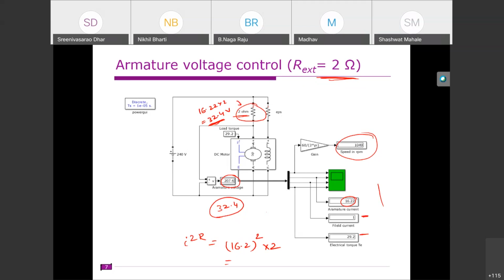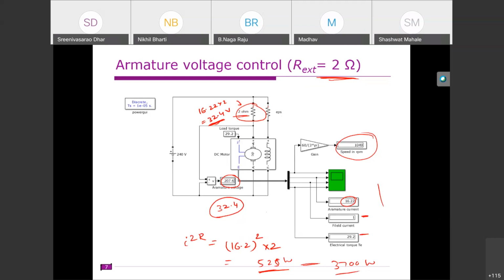That is 16.2 squared into 2, so almost 525 watts of power is lost in this resistor. That is huge. For a motor of 5 HP, that is about 3700 watts, this much power loss is very high. Therefore, normally this armature voltage control is not exercised.